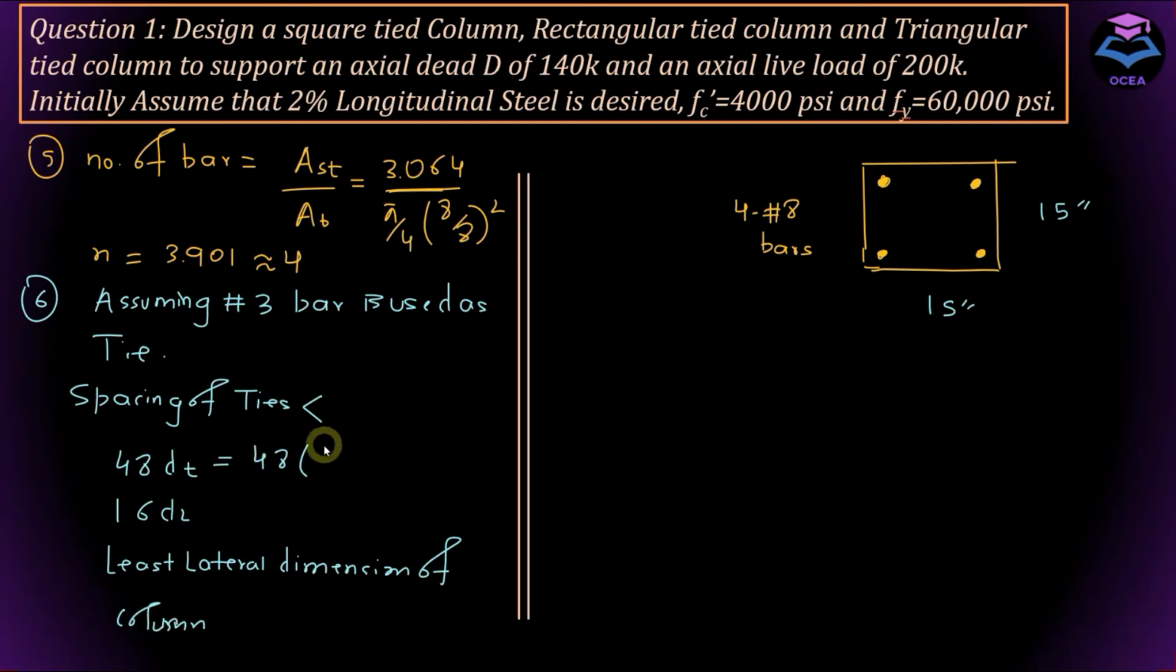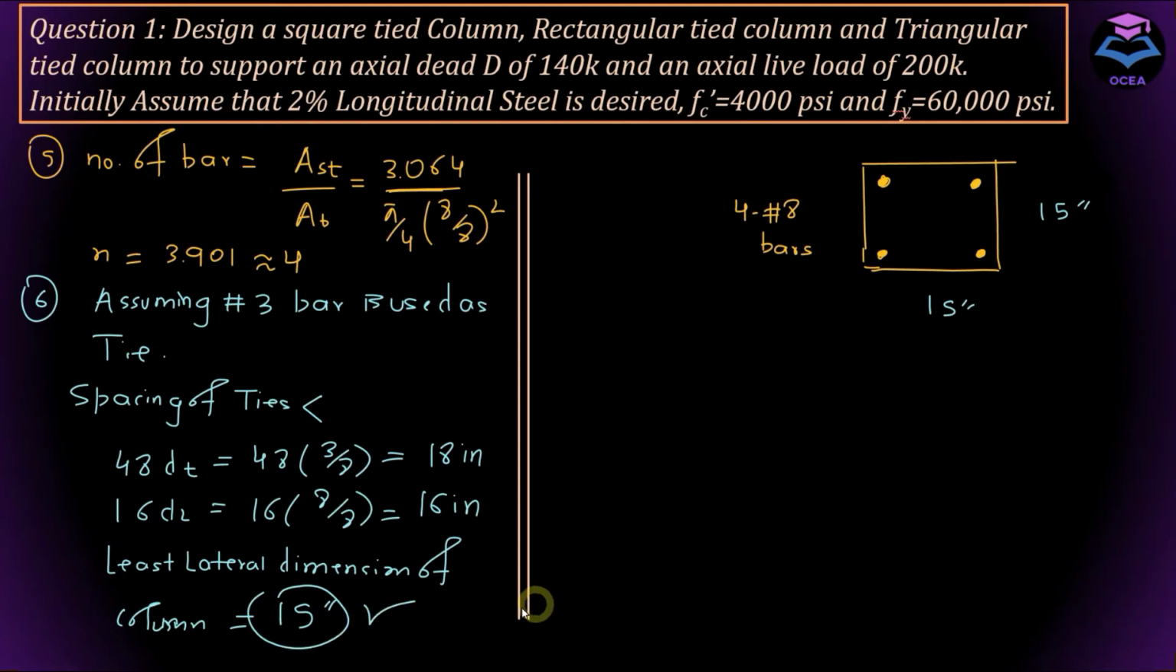48 dt is equal to 3 by 8, since we are using number 3 bar, and the dia of number 3 bar is equal to 3 by 8, and this is equal to 18 inches. 16 dia of longitudinal bar: dia of longitudinal bar is equal to 8 by 8, and the least lateral dimension of column, since both of the dimensions are equal, is equal to 15 inches. And since this is the lowest value here, this will govern. So spacing of tie is equal to 15 inches.